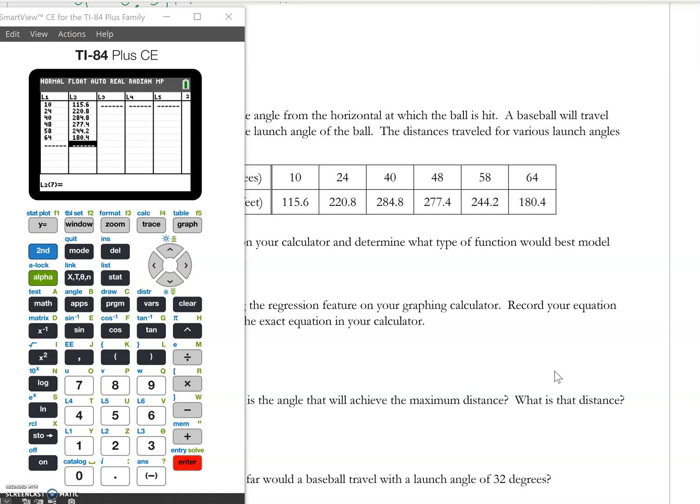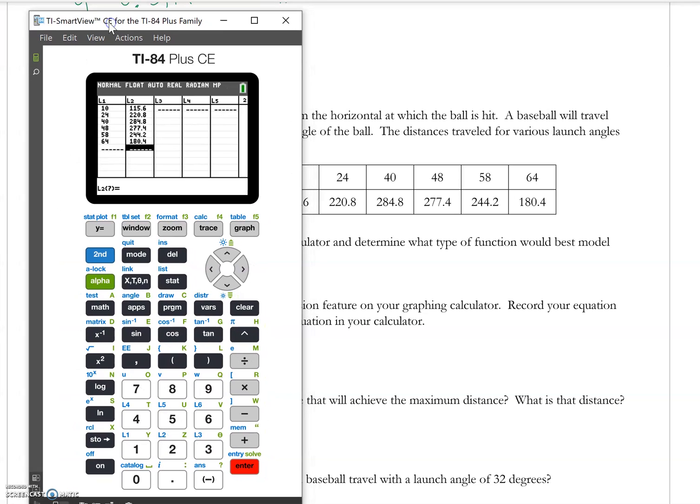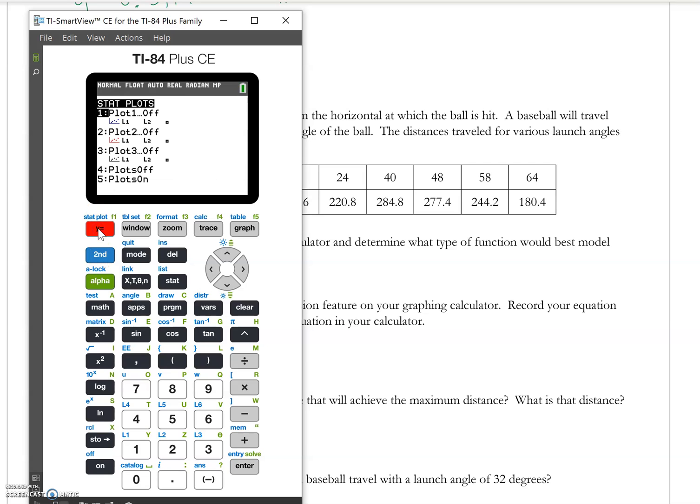Once everything is typed in and it looks nice, remember now we're not guaranteed that this is going to be modeled by a quadratic. We have to look at the scatter plot to see. In order to do that, again, you already have your data typed in, but we need to make sure that this plot where it says stat plot is on. So you're going to hit second y equals.